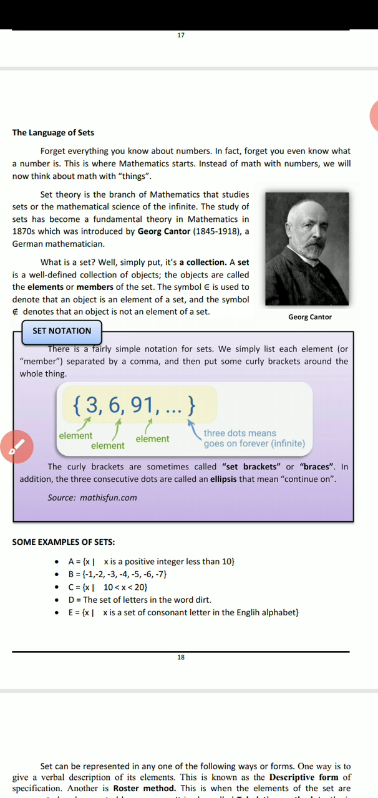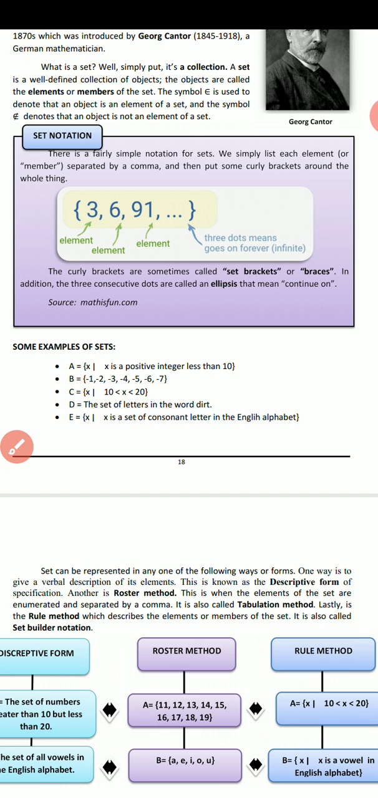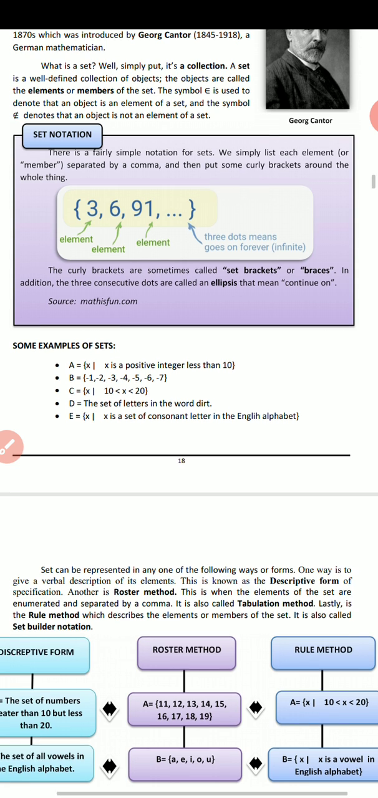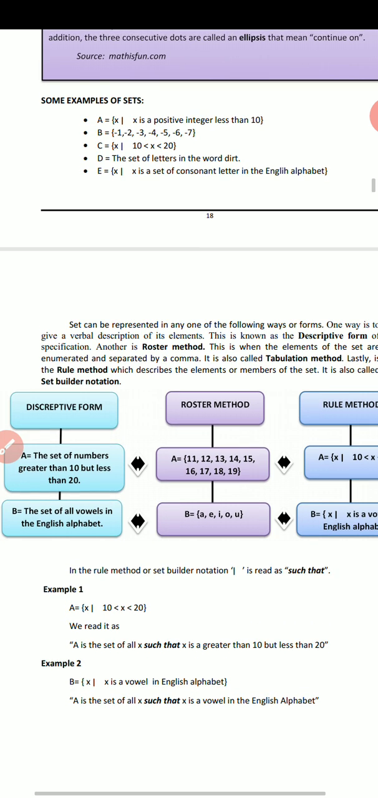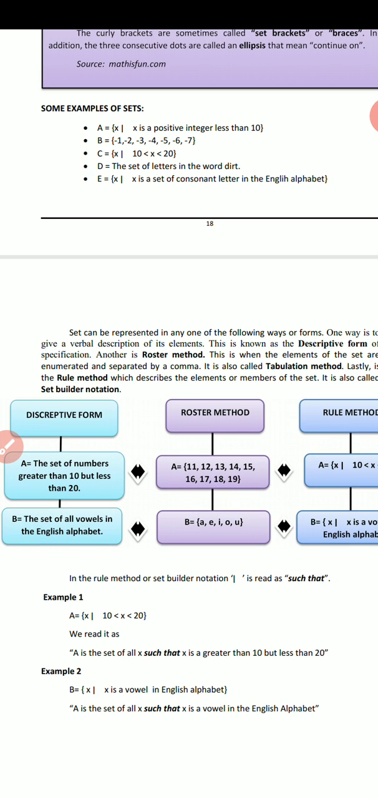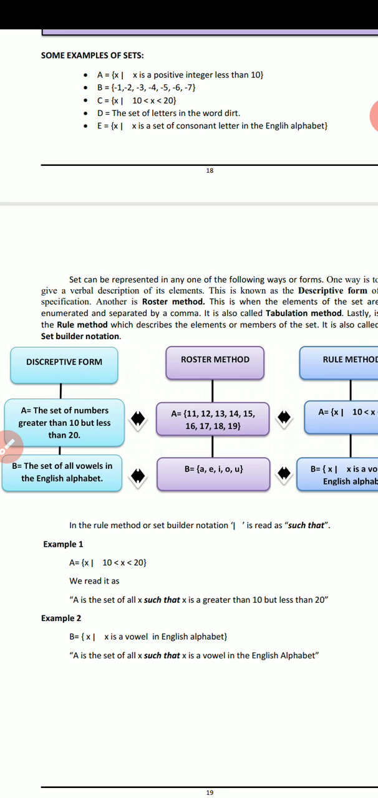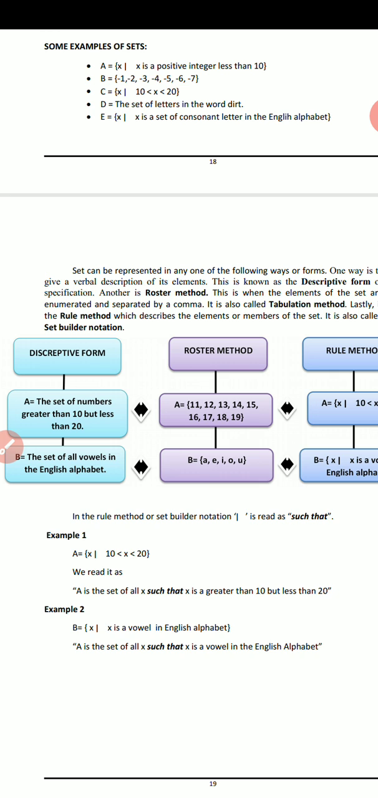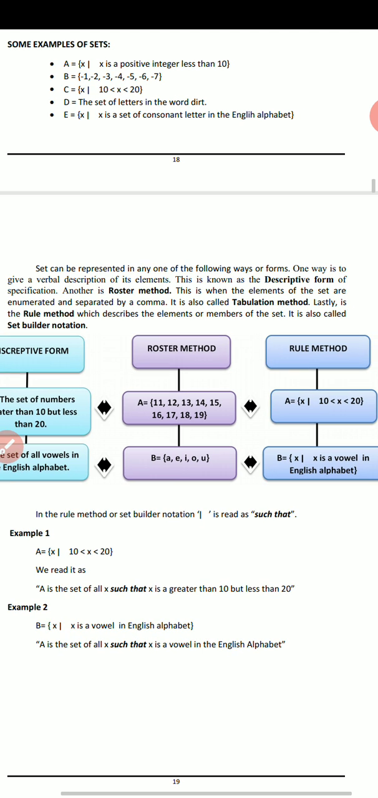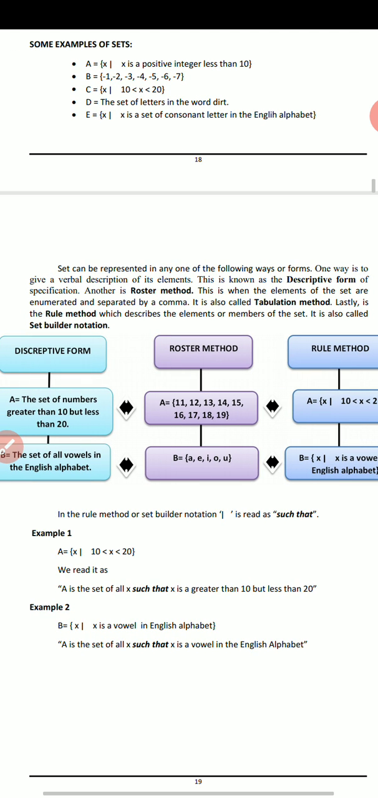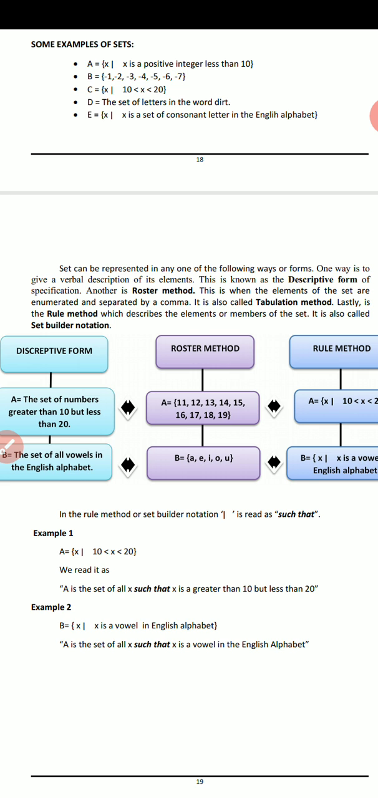And also, we have identified some examples of sets wherein we have here set A, which is composed of x such that x is a positive integer less than 10, and we also classify or name sets based on ways in three ways. So we have descriptive form, roster method, and rule method. So sa descriptive form, from the word description, it is a form of telling a set by means of its description.